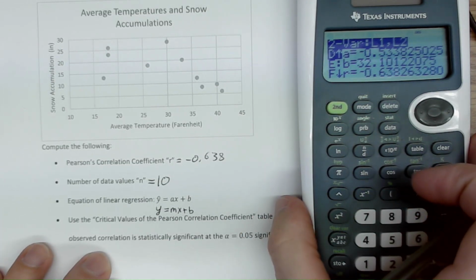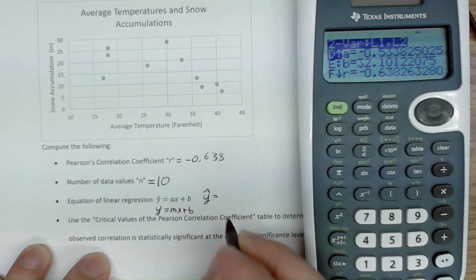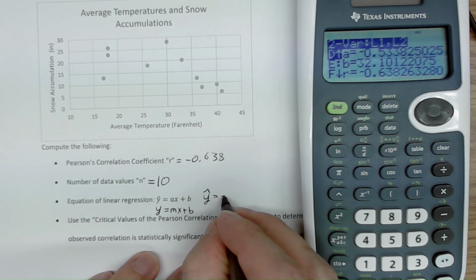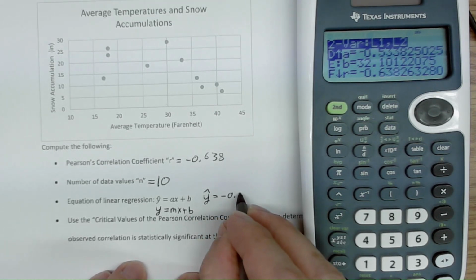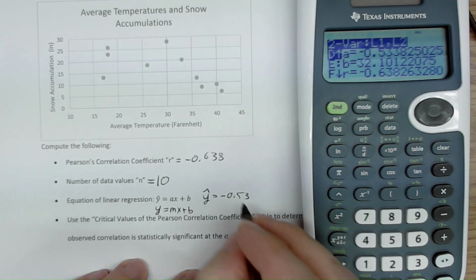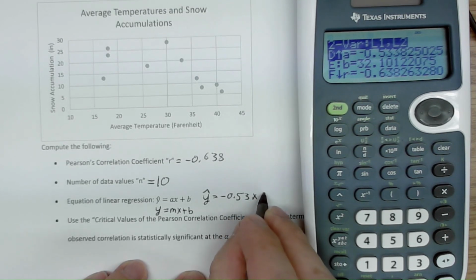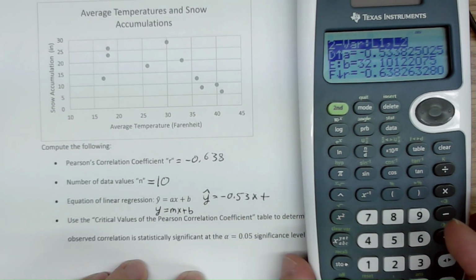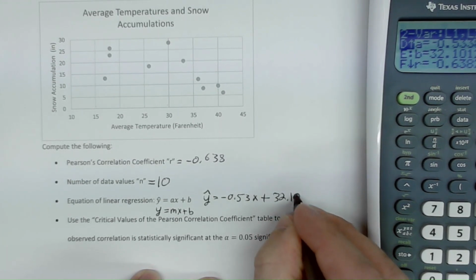Okay, to do this, let me write it in. It would just be y hat is equal to negative, I am going to have to round this slope, it's negative 0.53. I'll just use 2 decimal places here, negative 0.53x plus, and then my intercept is 32.10.